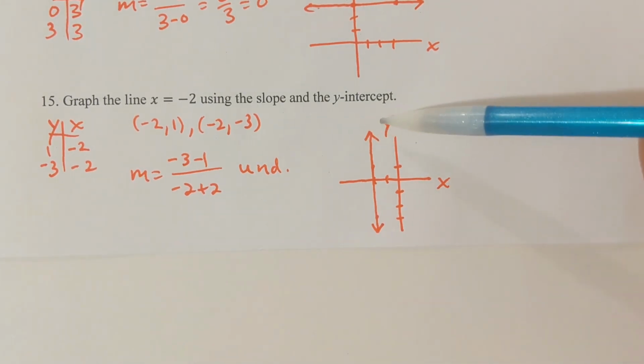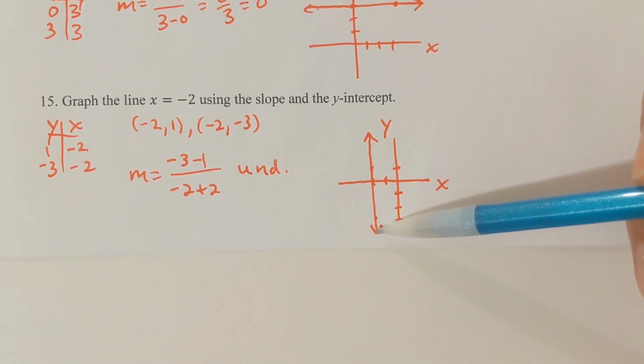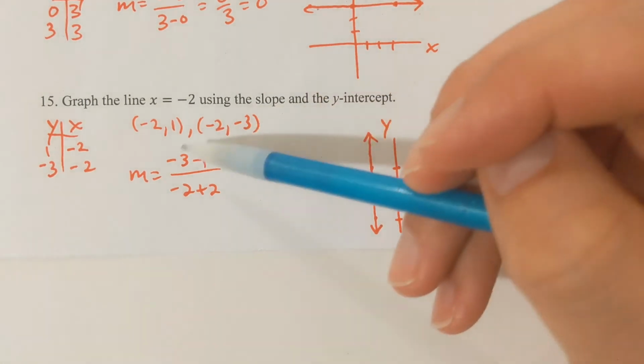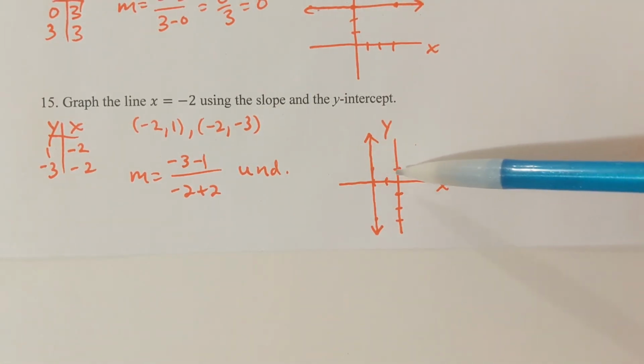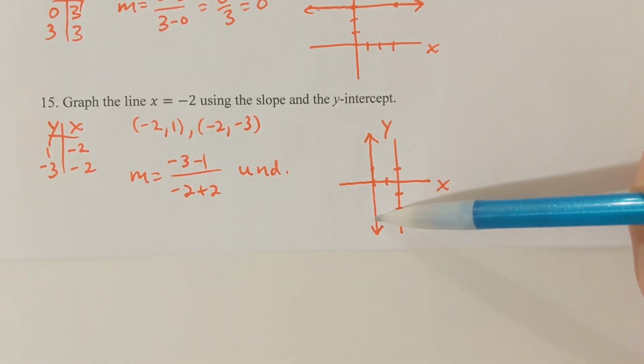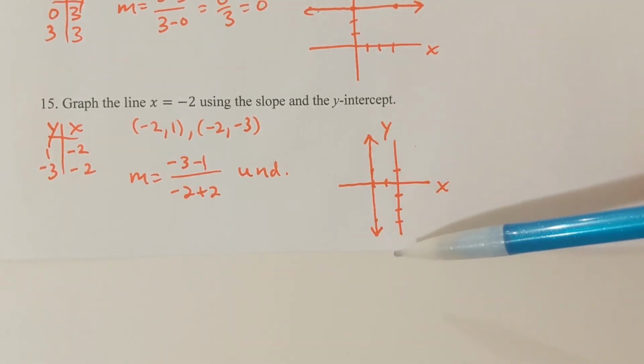And so I would just draw a vertical line here at negative 2. Of course, I could plot these 2 points also. Right here is (negative 2, 1). Also (negative 2, negative 3) is right here, and I can draw the line.